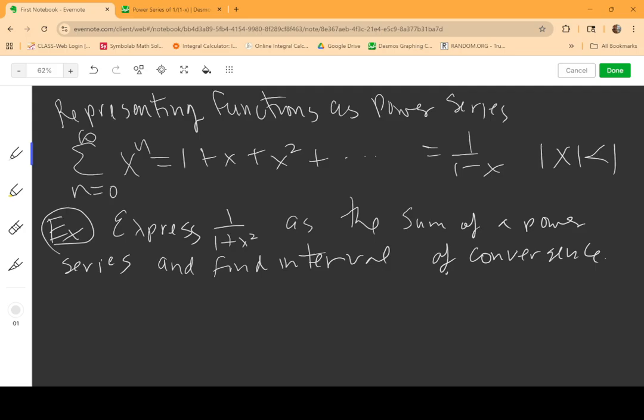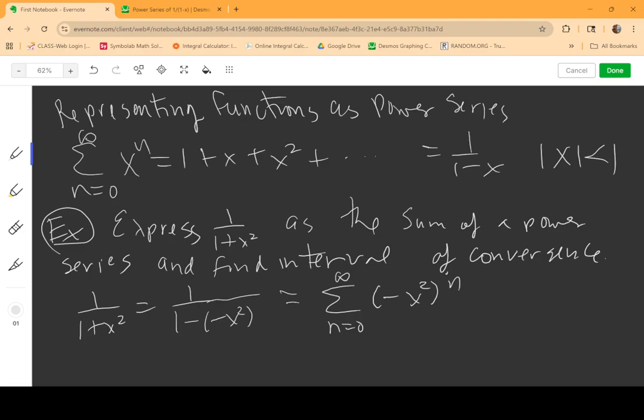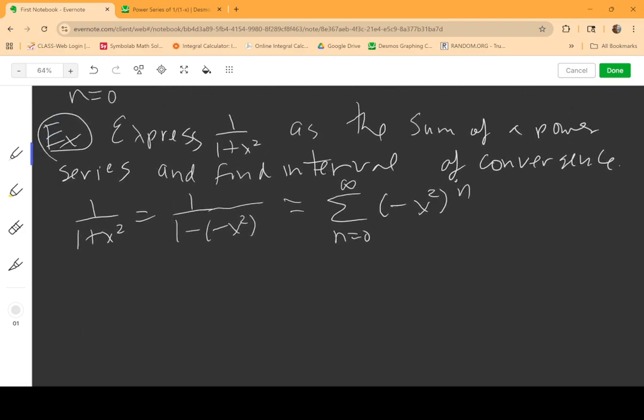Okay. So again, starting here, and really what it comes down to is just matching a pattern here. All right, so this is 1. I can think of this as 1 minus negative x squared. All right, and now it looks like this. So I can write it as the sum of negative x squared to the n, n equal to 0. All right, and here writing it in power series form, I can have this as the sum from n equals 0 to infinity of negative 1 to the n times x to the 2n, right?